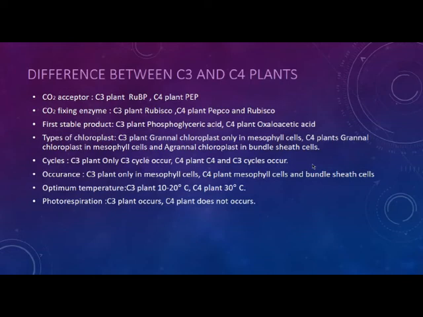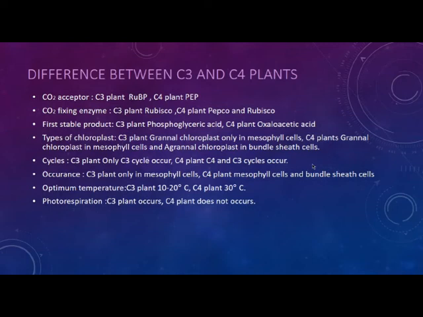Types of chloroplast. C3 plants contain granular chloroplasts only in the mesophyll cells, while C4 plants contain granular chloroplasts in the mesophyll cells and agranular chloroplasts in the bundle sheath cells. Here, granular means that the chloroplast contains grana, and agranular means that the chloroplast is without grana. As the Calvin cycle or the dark reaction takes place in the stroma of the chloroplast, there is no need of grana in the chloroplast.